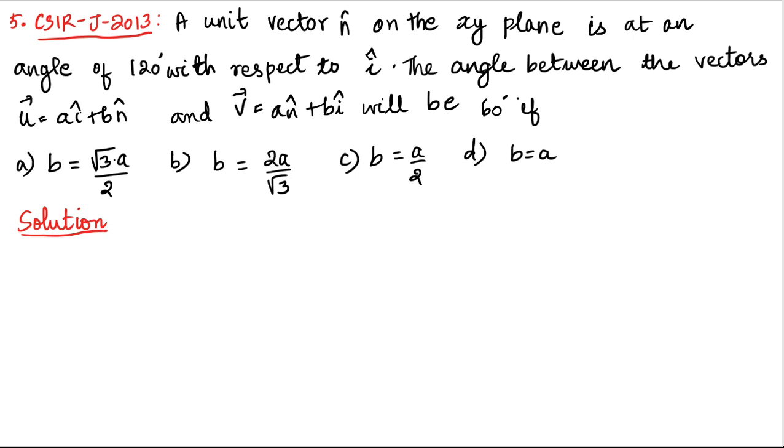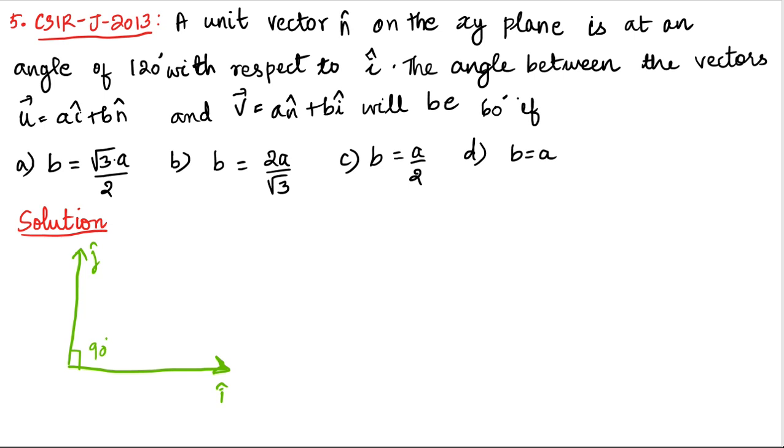So now we are going to see a problem from June 2013. So here a unit vector n cap on the xy plane is at an angle of 120 degree with respect to i. So I'm going to draw the unit vector in the xy plane. So my i will be over here and my j vector will be over here. So i and j will be perpendicular to each other, so the angle will be 90 degree.